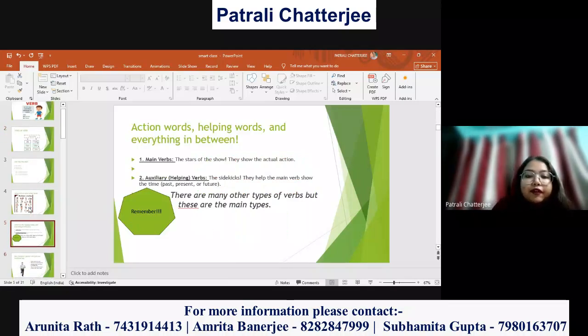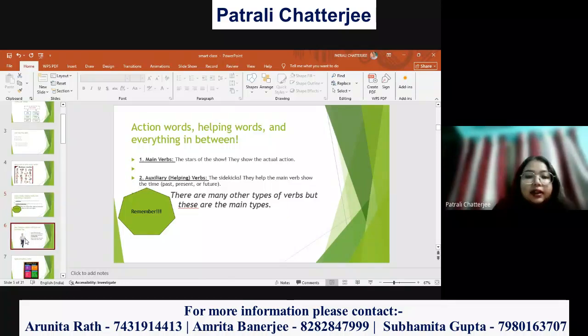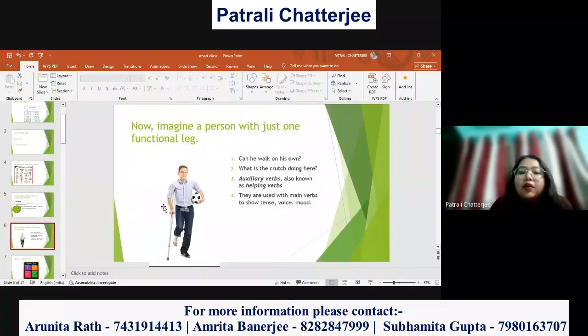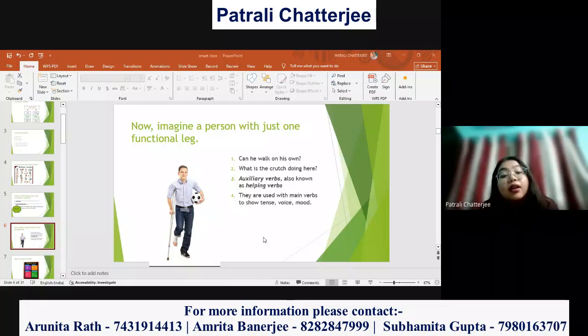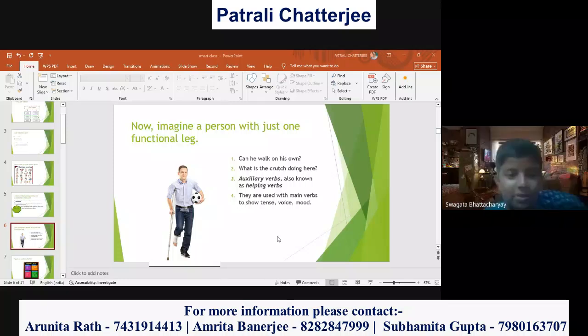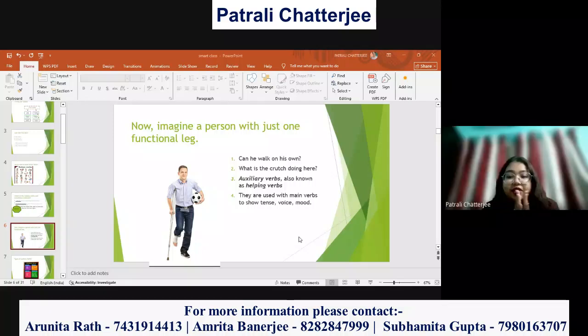But first, before this, let us see this one. Now, what can you see? What is this person doing? Anyone? Limping. Very good. Since he is limping, can I say that he is very hurt, that he cannot walk properly? Now, how is he walking? He's walking with a crutch and jumping on the other leg, which is not injured. Very, very good.